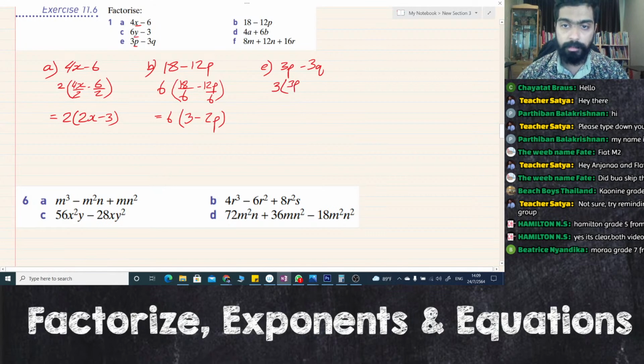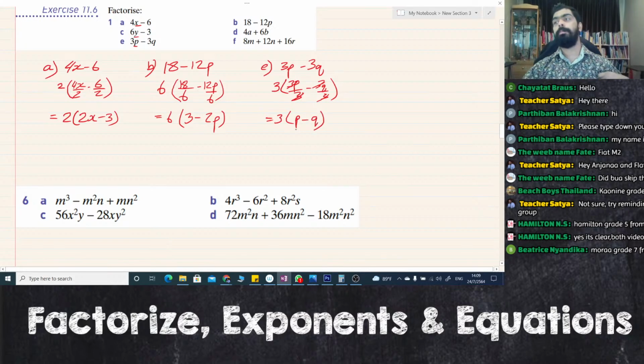And now we're going to divide 3p by 3 minus 3q by 3, right, guys? Now, if you take a look at it, guys, these 3s can simplify, right? So 3 and 3 will simplify. This 3 and 3 will simplify. Therefore, our final answer is 3, open bracket, p minus q. Now, what I want you guys to do is solve question F by yourself.